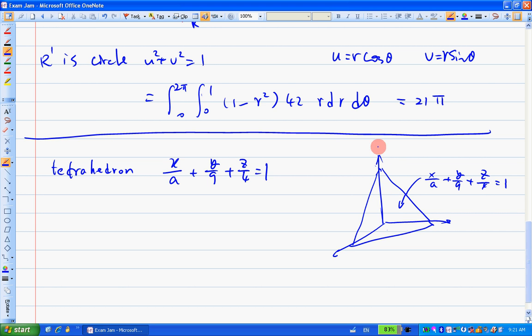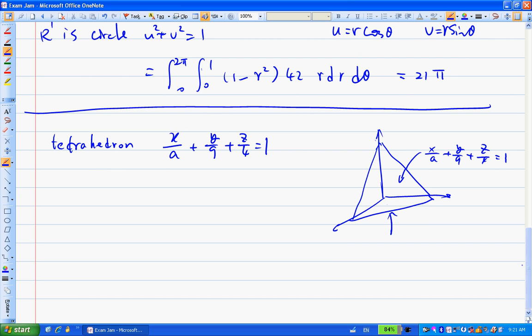The plane will intersect the three coordinate planes in three lines. Technically, I can write down the three lines. Make sure there's a variable a here. If I set z equal to 0, this is x over a plus y over 9 equal to 1. If I set y equal to 0, this is x over a plus z over 4 equal to 1. And the third is y over 9 plus z over 4 equal to 1. So those are the three lines intersected by this plane.